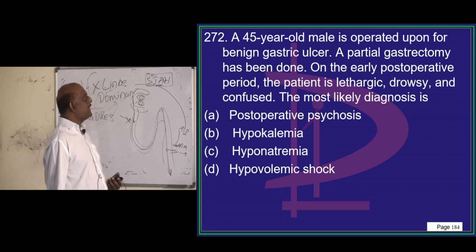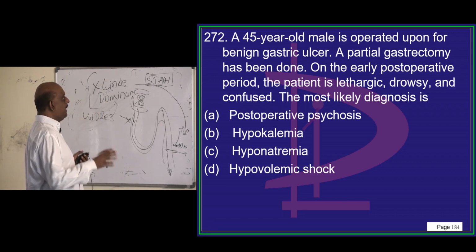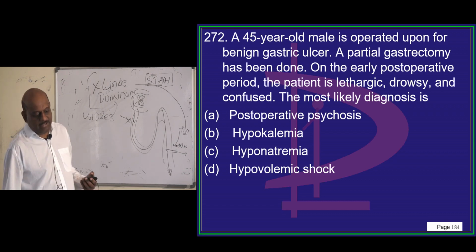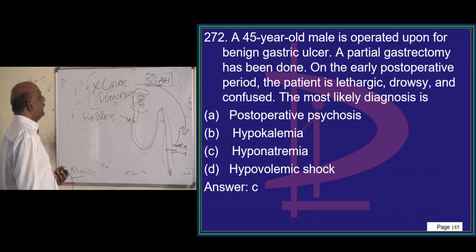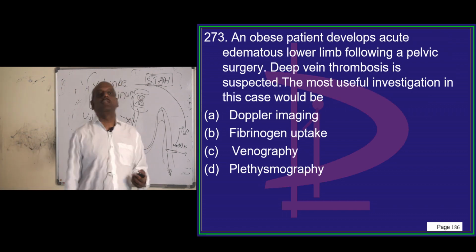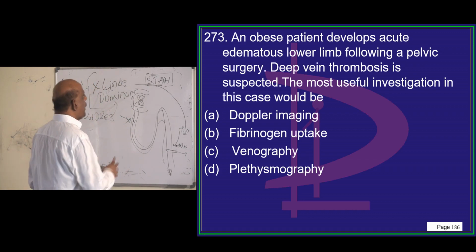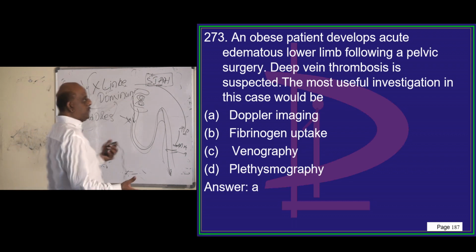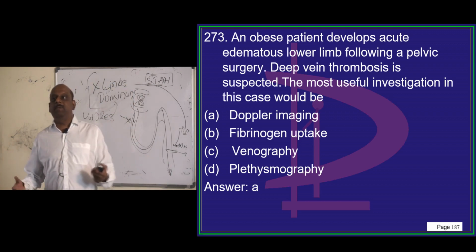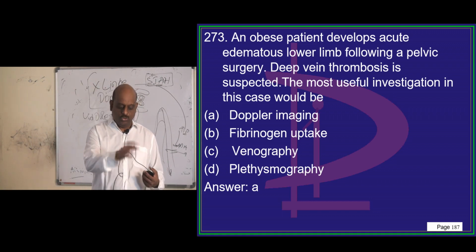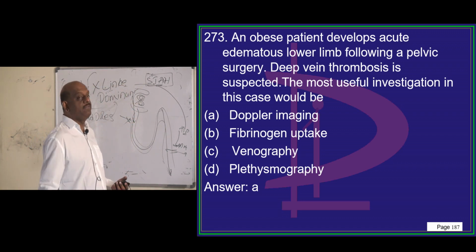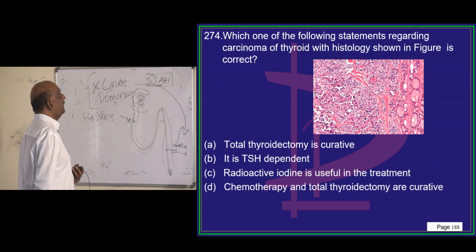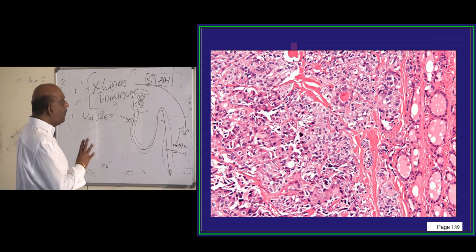45-year-old, benign gastric ulcer. Patient is lethargic, drowsy and confused post-operatively. Which dyselectrolytemia comes to your mind? You should remember hyponatremia is an important dyselectrolytemia. There is a deep vein thrombosis suspected in an obese individual after a pelvic surgery. What is the best investigation? Always Doppler imaging. With Doppler imaging you look for the pulsatility. So absence of pulsatility is one of the important features to suggest that there is a thrombus sitting inside the vein. Now, the carcinoma thyroid has been shown to you.